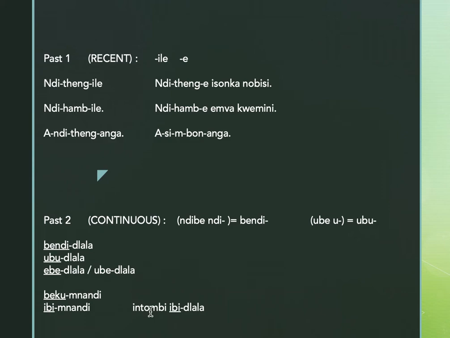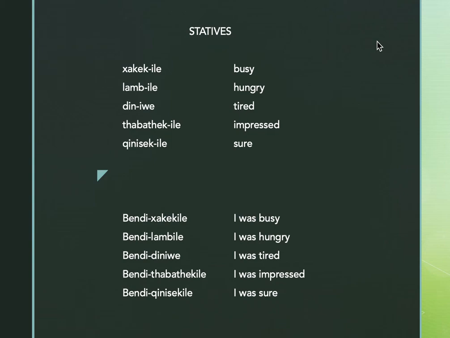In Xhosa, we have a thing called statives, which are translated as normal adjectives in English: busy, hungry, tired, etc. But they come from verbs in Xhosa, and the verbs are actually more like something that becomes. For instance, xakeka would be to become busy, and therefore, to be busy means that you've already become, you've reached that state of being busy. And that's why it is a past tense form. So, xakekile means I have become busy. In other words, I am busy.